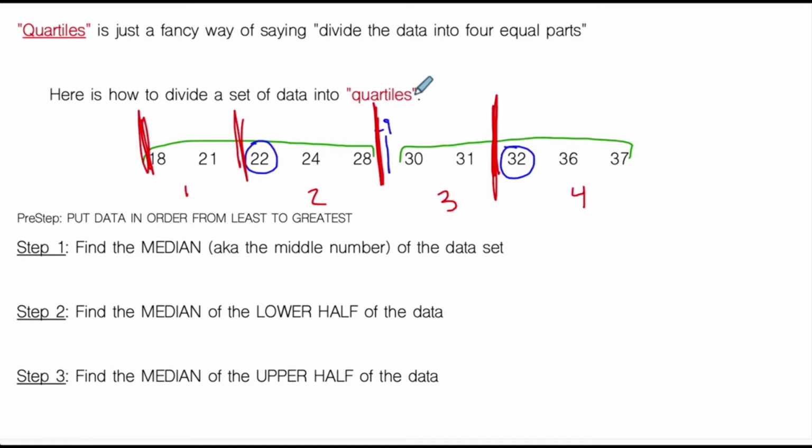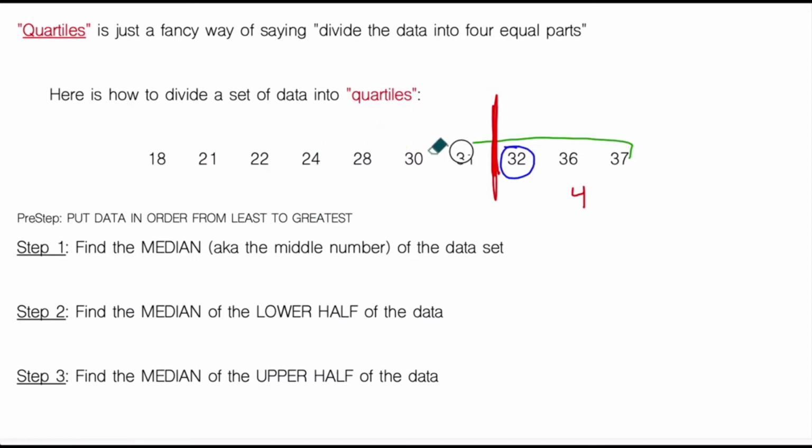This is how data scientists have determined that you can cut a data set into 4 parts. The steps I've broken out for you: find the middle number, then find the middle of the lower half, and then find the middle of the upper half. Sounds a little kooky, but that's how you do it. You find the middle of the bottom, the middle of the upper.